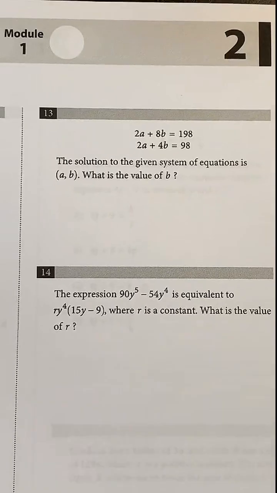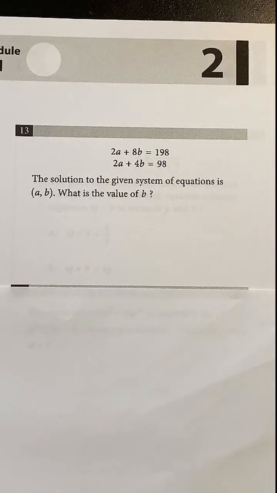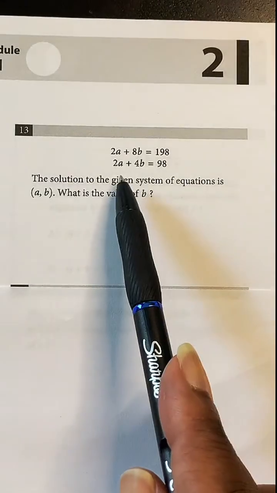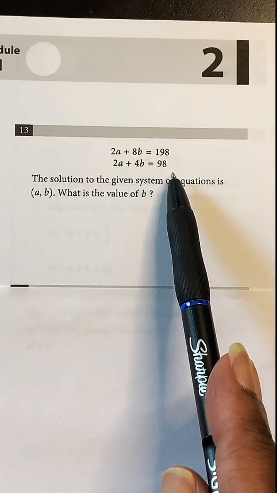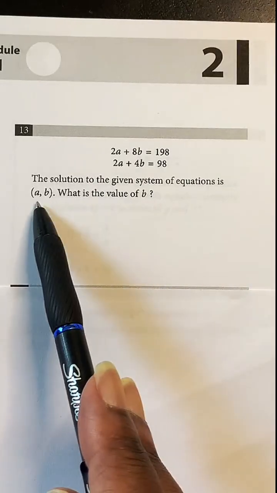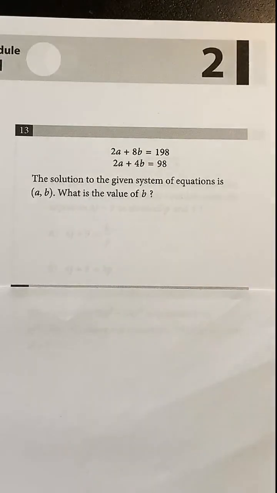All right. Let's see if we can get these last two together, and then I'm going to have to bid adieu. All right. So we have 2a plus 8b equals 198. 2a plus 4b equals 98. The solution to the given system of equations is A, comma, B. What is the value of B? Okay, if you know about system of equations, we want to know where do they intersect. So we can solve this one of two ways. Let's see what you guys can come up.